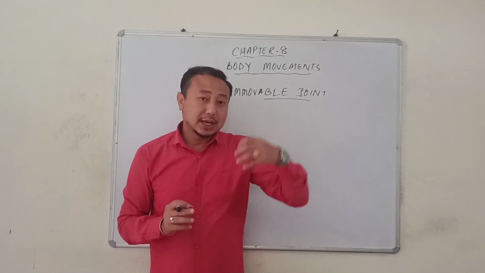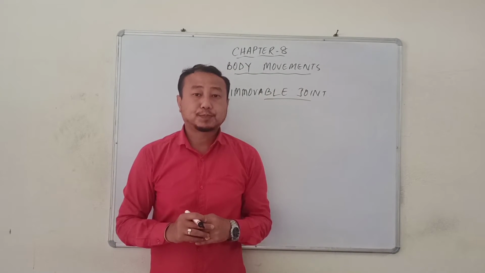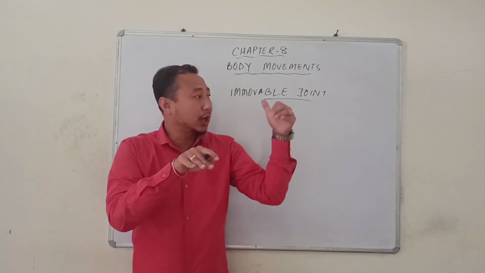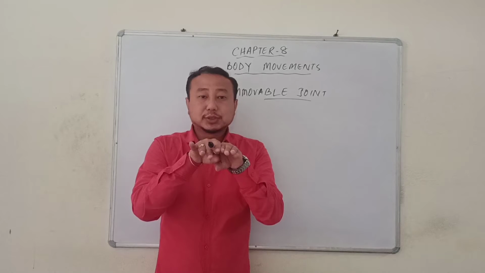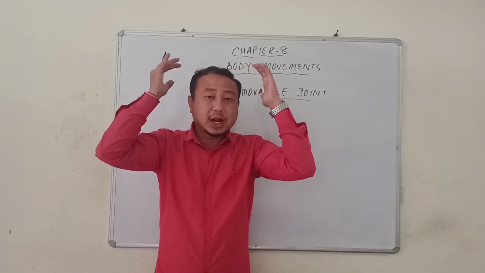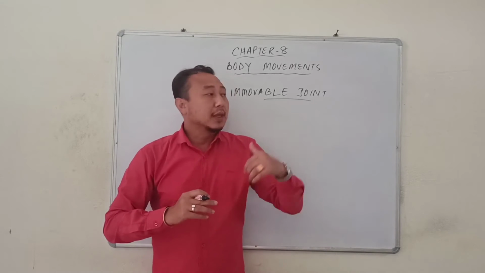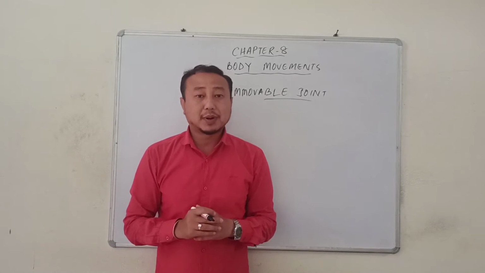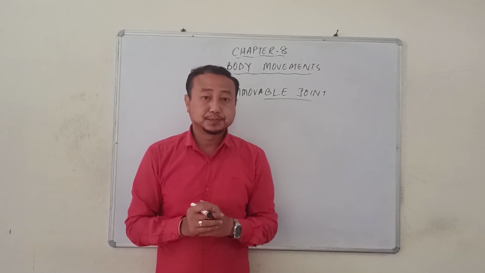For example, in our skull, the skull is not made of only one single bone. It is made of small plate-like bones which are joined together by the help of immovable joints. Because of the presence of these immovable joints, these small plates that are present in our skull are not able to move. So these joints don't allow the movement of the body parts but help in joining two different bones together.